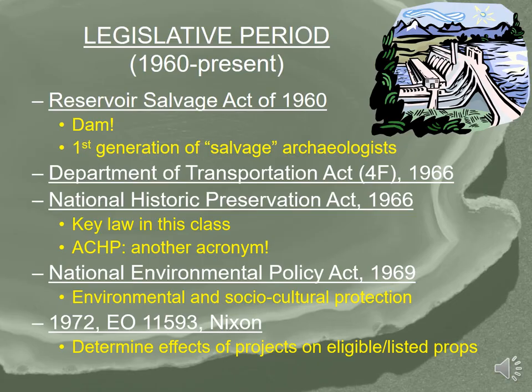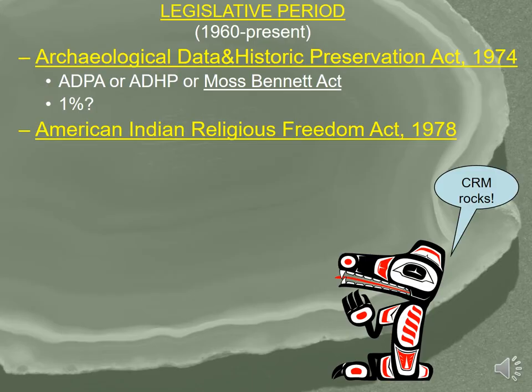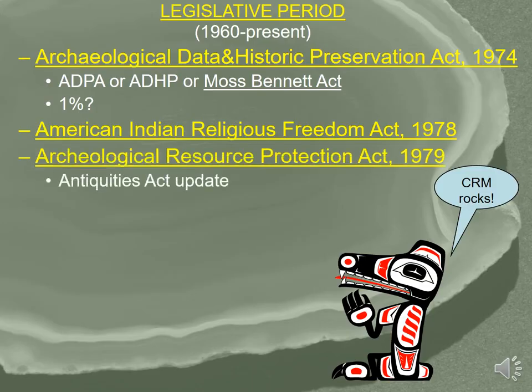That meant that federal agencies had to determine the effects of all of their federal projects on National Register listed properties or properties that were eligible for listing on the National Register. And I'll explain later in the class as to why that executive order was so important. The Archaeological Data and Historic Preservation Act 1974, the American Indian Religious Freedom Act of 1978, the Archaeological Resource Protection Act in 1979 is important because it was an update of the Antiquities Act of 1906.